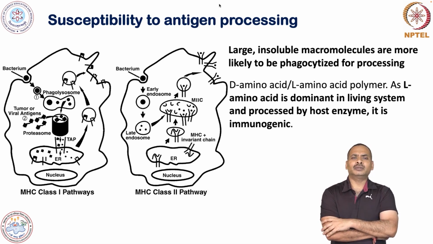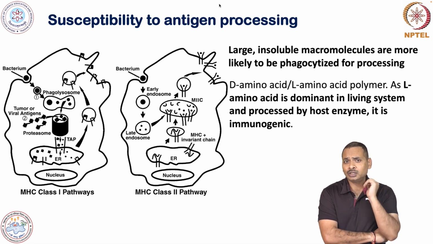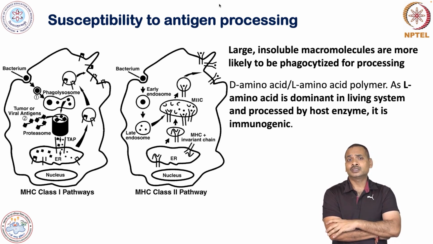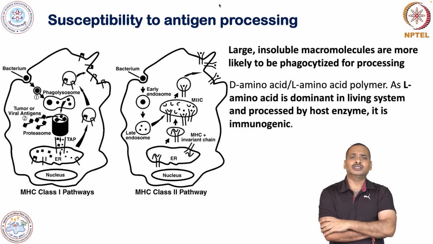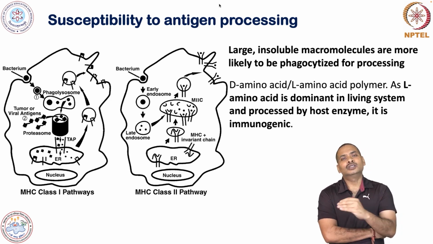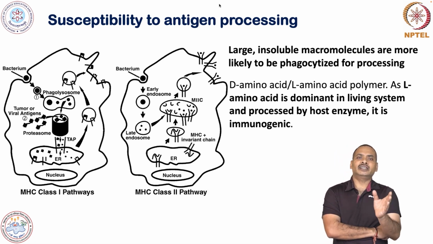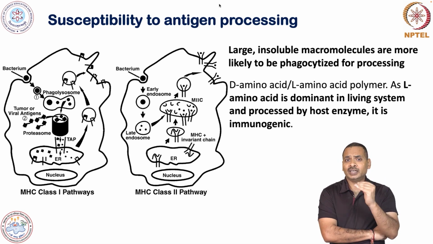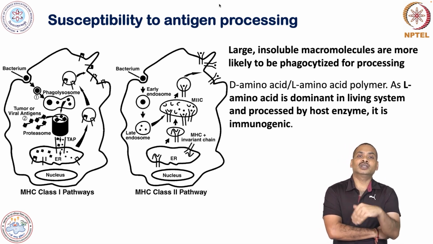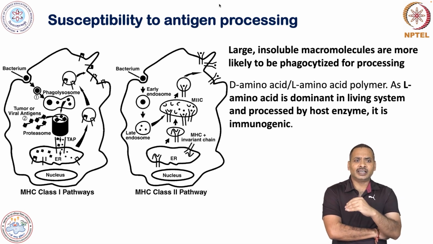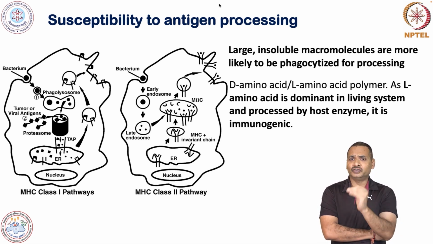It will be taken up by the cells, but it will not be processed by the host enzymes, because these host enzymes consist of L amino acids, and they cannot process a protein consisting of D amino acids. So these proteins will not be immunogenic. On the other hand, if you challenge another group of animals with the same composition and same sequence but with L amino acids, you will find that this induces a very nice immune response in terms of antibody production. I think I have explained all these things in great detail. The processing and presentation of antigen is very much essential.